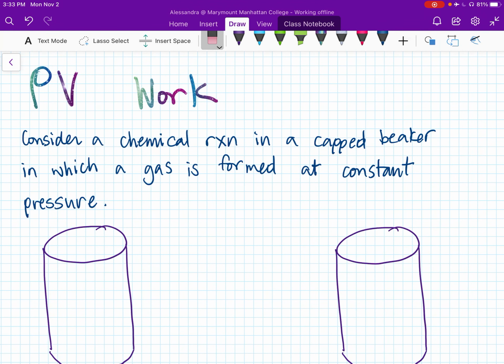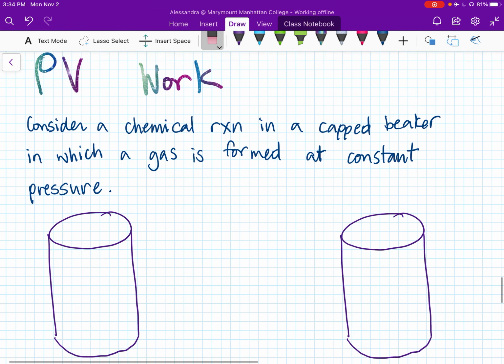All right, let's define work further. Remember, previously we had talked about work as force acting on a distance. I want to further define that by talking about what's called PV work, where P and V is pressure times volume. So PV work. In order to do this, I would like you to visualize something.